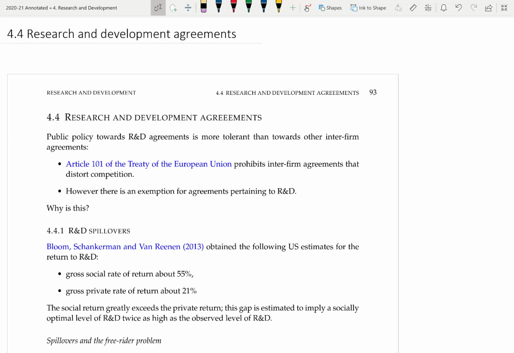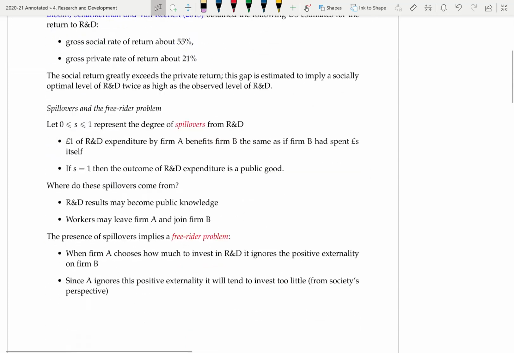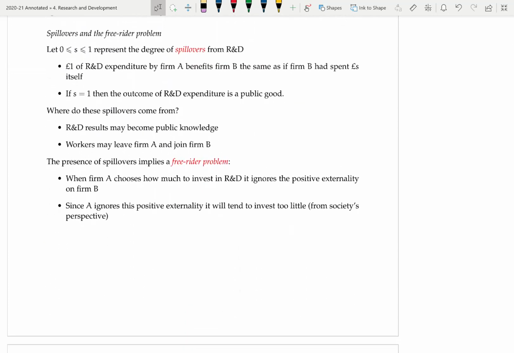So anything that might increase the amount of R&D towards the socially optimal amount of R&D would be a good thing. So we have to think about what effects do research and development agreements have on the level of R&D. Do they increase or decrease the level of R&D? So why might an R&D agreement between firms increase the level of R&D that they do?